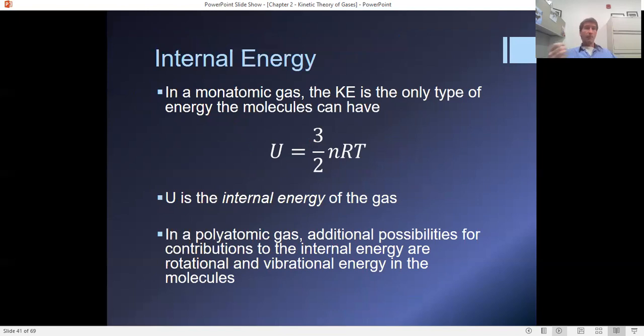For a monatomic gas, kinetic energy is the only type of energy that the molecules can have. Since it's just translational energy, the total internal energy of the gas is equal to the translational kinetic energy on average times the number of molecules, which is 3/2 nRT. Or again, if you want to use the Boltzmann constant, 3/2 big N kBT. Both of them work.